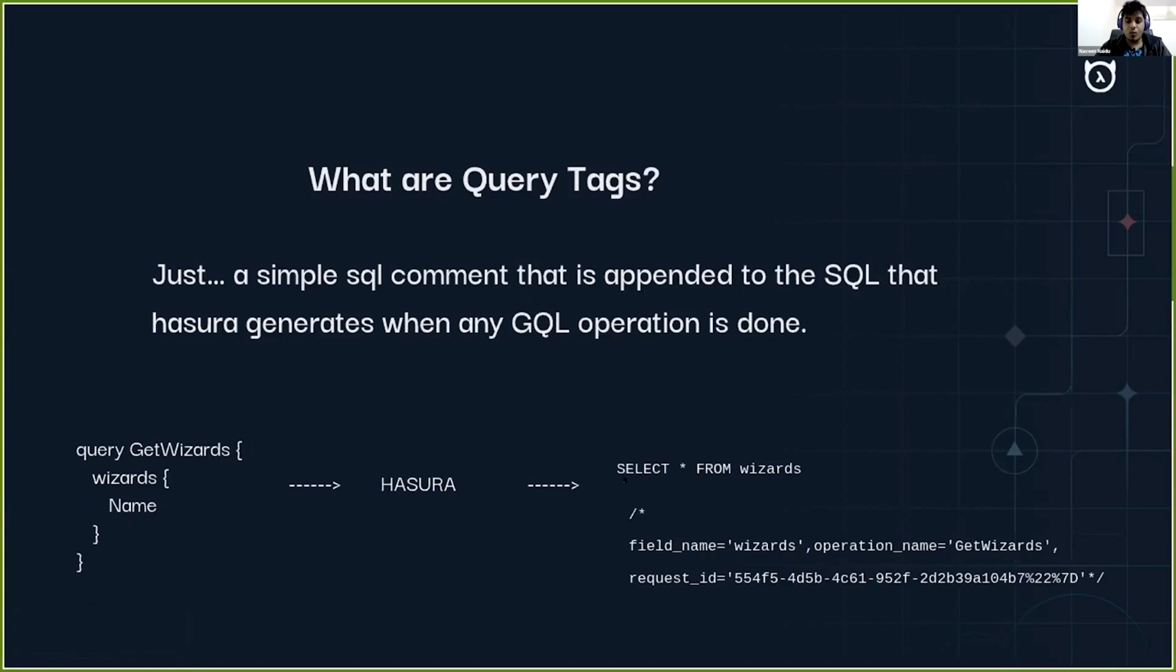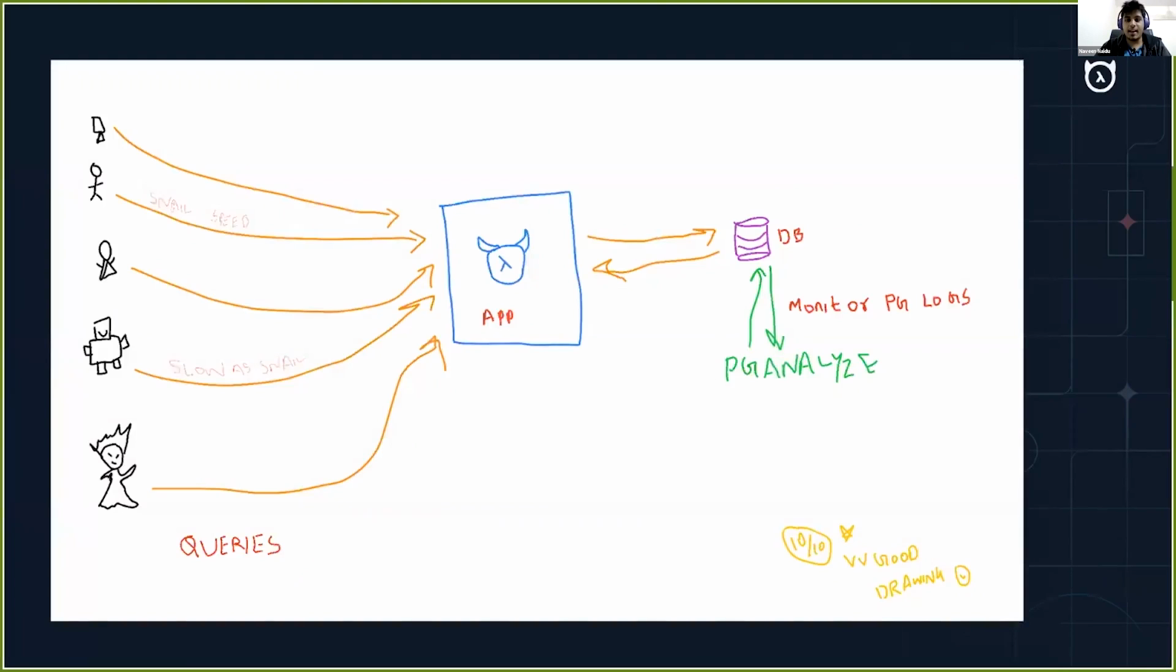For example, here, the generated SQL is select star from wizards, right? But at the same time, we also added the root field name, which was wizards, as you can see here, and the operation name get wizards. So it should help us correlate with the actual GraphQL operation. So let me just take you through and explain why we actually need it.